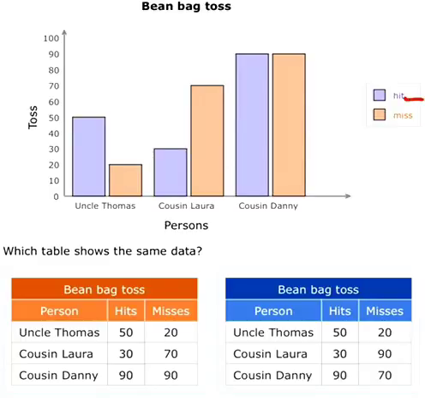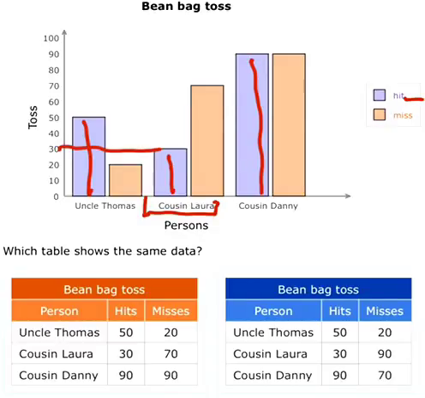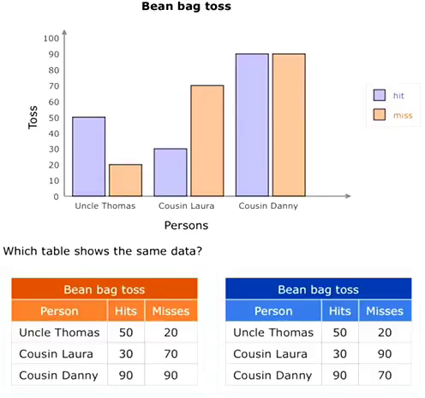Which person had the least amount of hits? The hits are the purple bars. Which person had the least hits? Cousin Laura. Out of all the purple bars, hers is the smallest. She had the fewest hits. She only had 30. Which person had the least amount of misses?